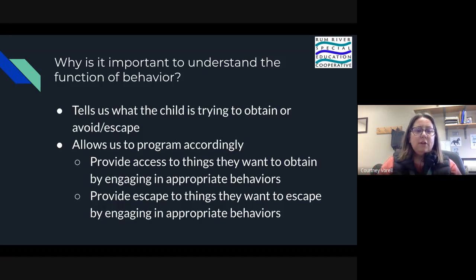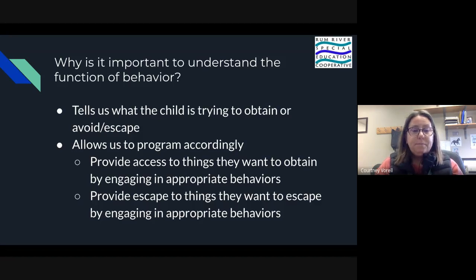The other thing about knowing the function is it allows us to program accordingly. So if we want to make a difference in that behavior, let's say that behavior is causing a problem in the student's learning or in others' learning, by maybe they're running out of the room, or maybe their desire to chew things has now crossed over into chewing everything in their desk, and it's not really working well for them. And so we want to program for those things and make a change in the behavior.